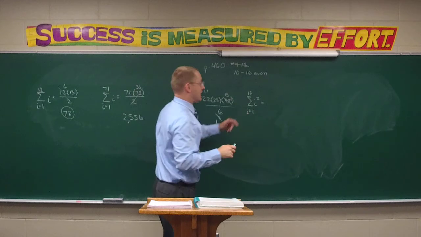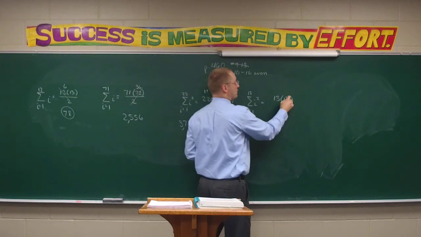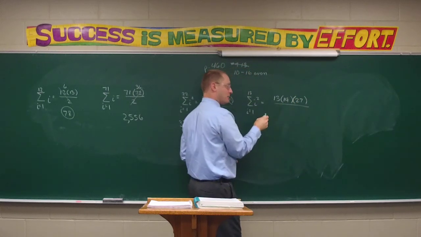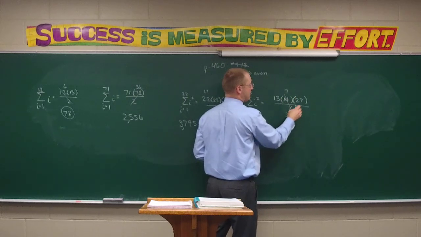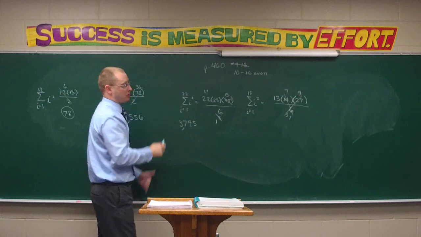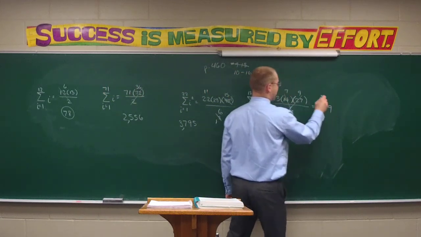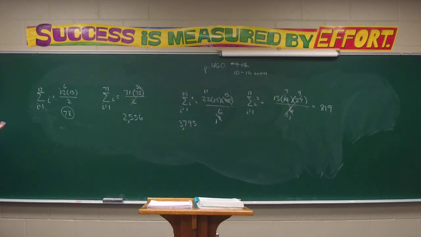For the last one, again, consecutive squares. Start with 13, which is n, 14, which is n plus 1, and 27, which is 2n plus 1, all over 6. Again, I'm going to cancel to get 7 and 3. I'm going to cancel to get 1 and 9, to get 7 times 9 times 13, and we end up with 819. Questions on either consecutive integer or consecutive squares? Feel like we got it?